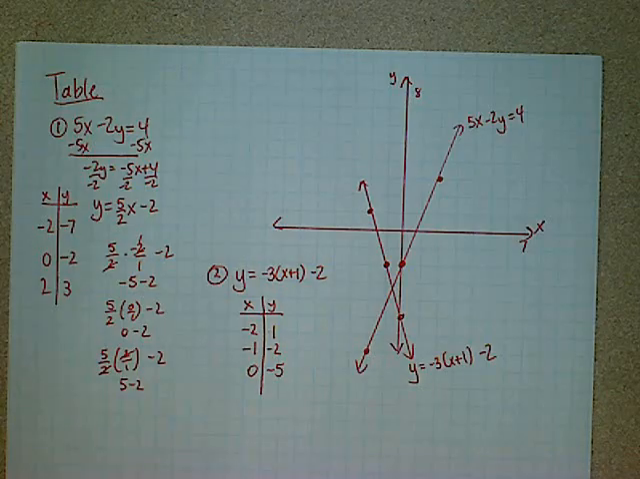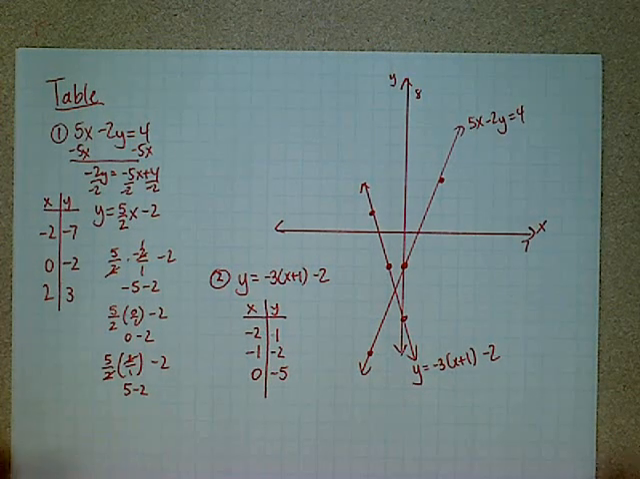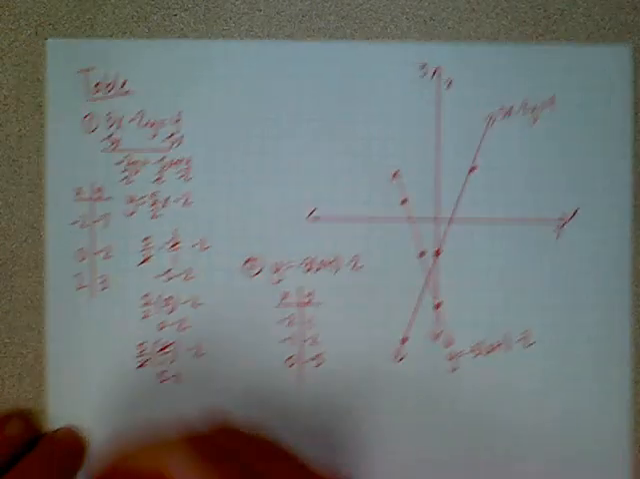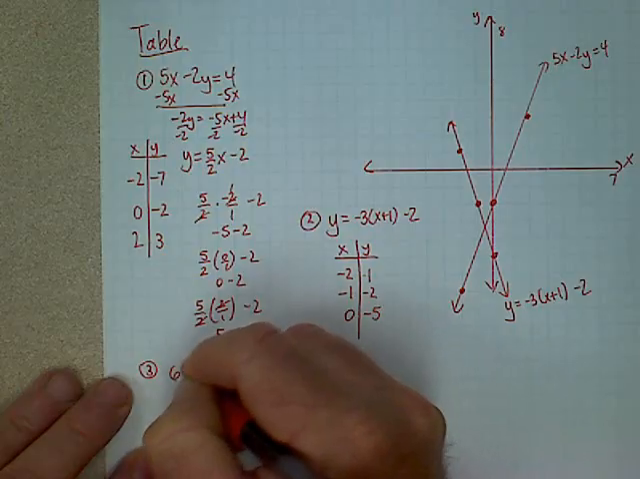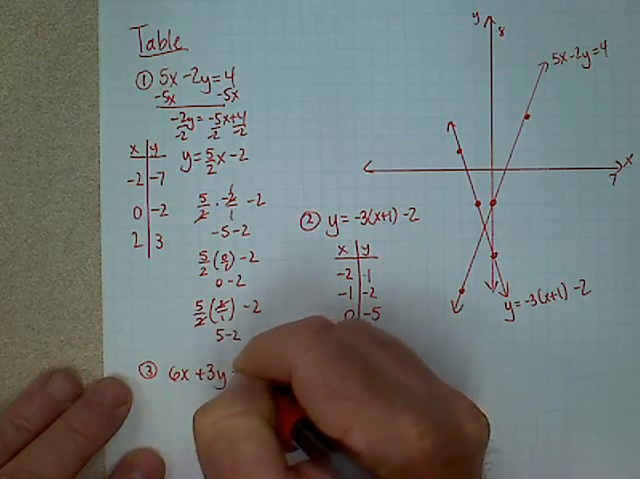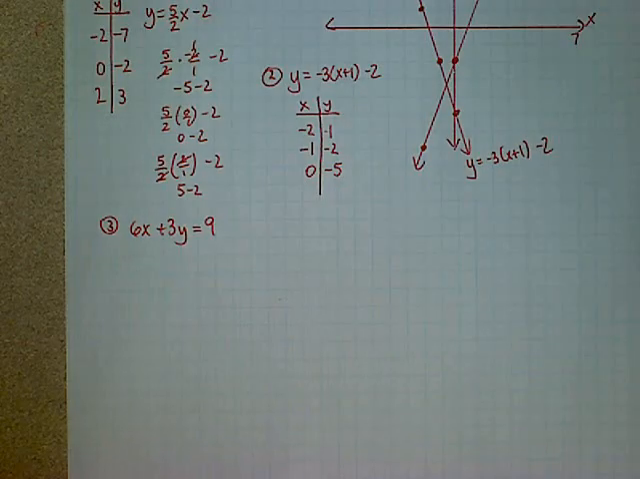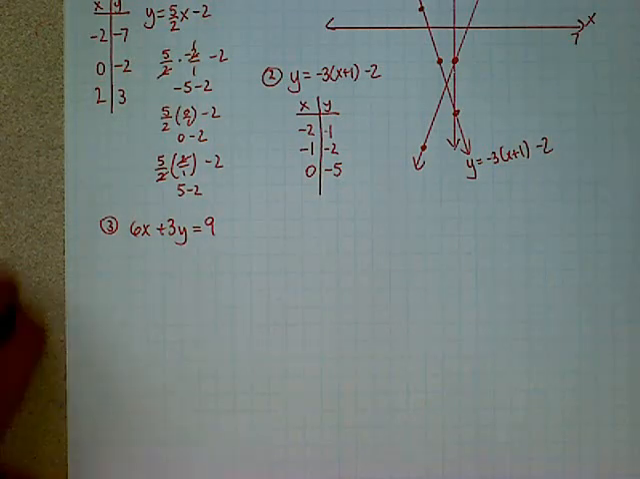All right, third and final question that we will graph, and I am going to do that down here, and then I'll come back up and graph. Question number 3 is, how do I graph 6x plus 3y equals 9? Well, again, if you're going to graph this using a table, you're going to want to solve for y, just like we did in the first example.